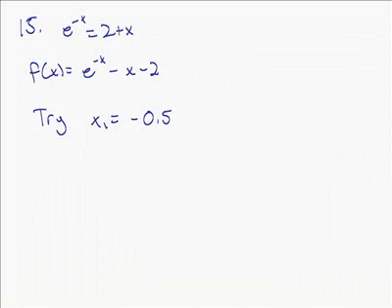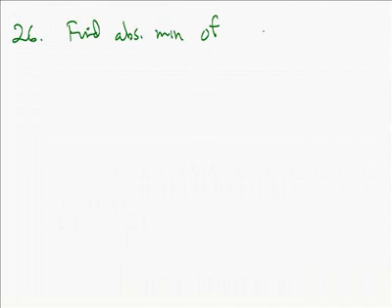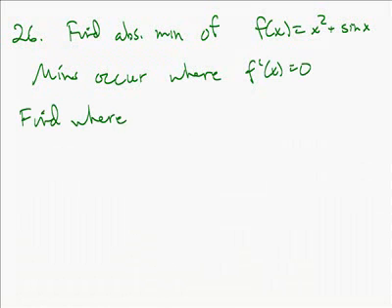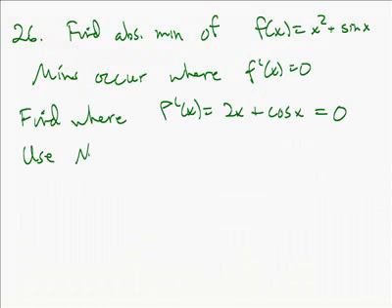All right, and then I want to say one more thing about one more problem. That's number 26. If you take a look at number 26, we want to find the absolute min of the function f of x equals x squared plus the sine of x. Well, where do mins occur? They occur where the derivative is 0. So what we want to do is find where f prime of x, which is equal to 2x plus cosine of x, the derivative of sine is cosine, is equal to 0. So we'll basically use Newton's method here.